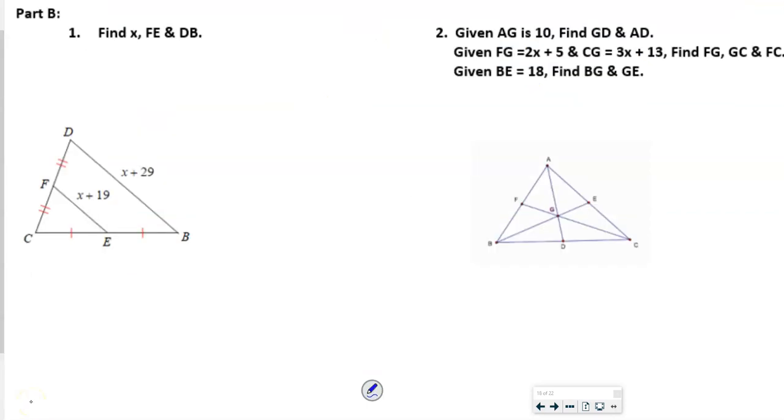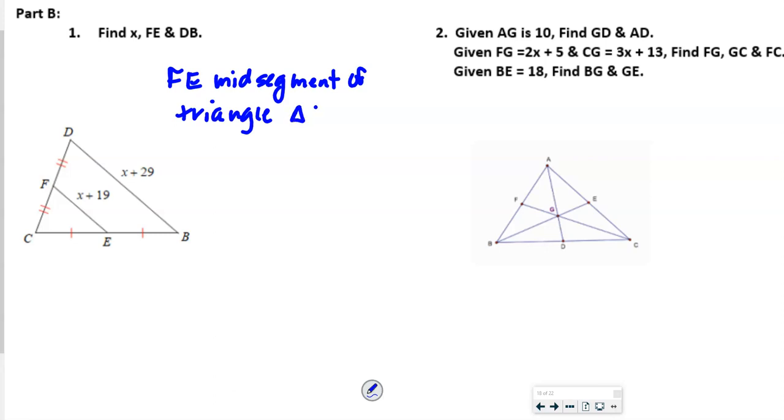We have to recognize what we have. You should notice that FE is a mid-segment of triangle BCD. We'll say triangle BCD. And if I put a dot right there, then I could have all three mid-segments, right?